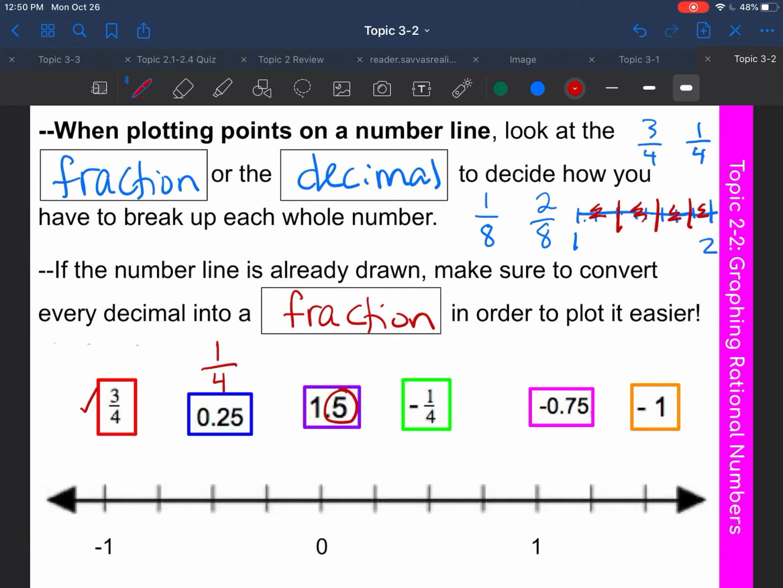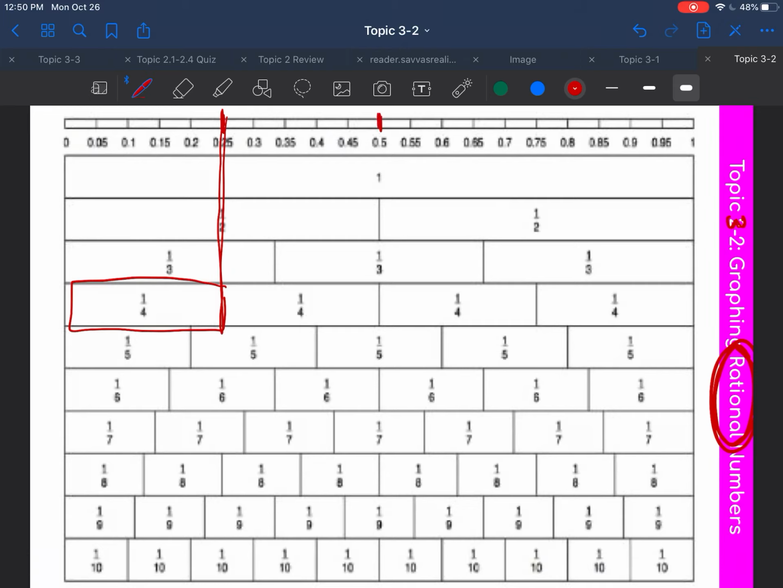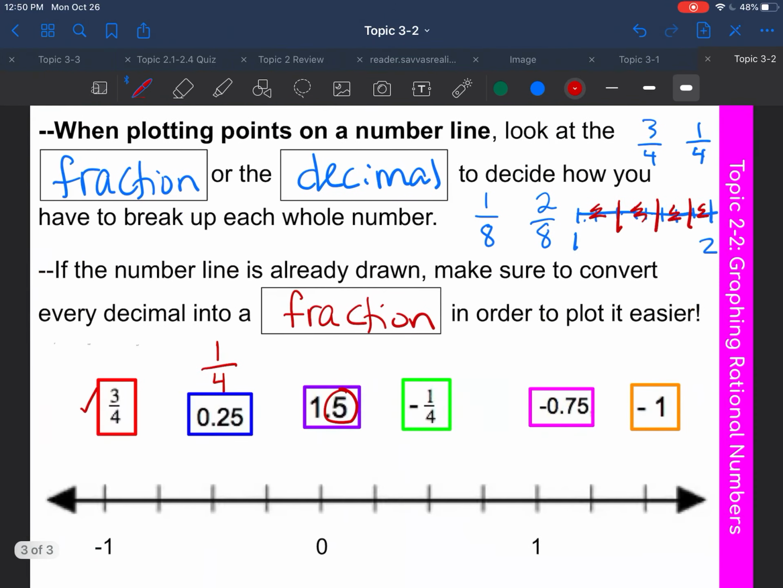Okay, 1 and 5 tenths. What is an equivalent to 1 and 5 tenths as a fraction? Again, 5/10 is right here. If we draw a line, it's 1 2/4. So this is the same as saying 1 2/4. Negative 1/4 is already a fraction.